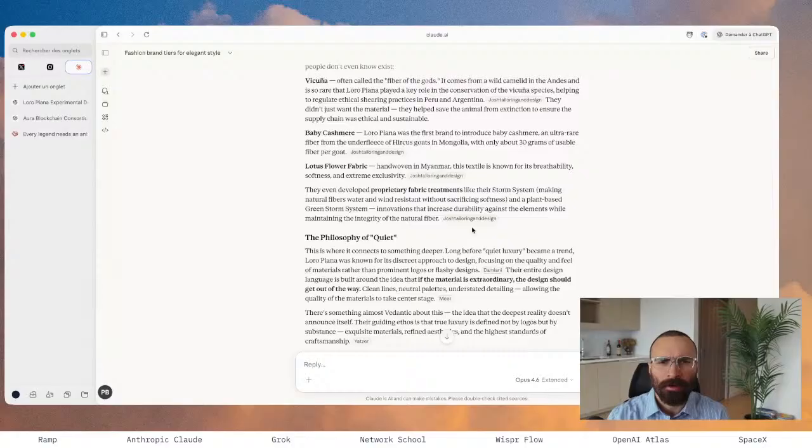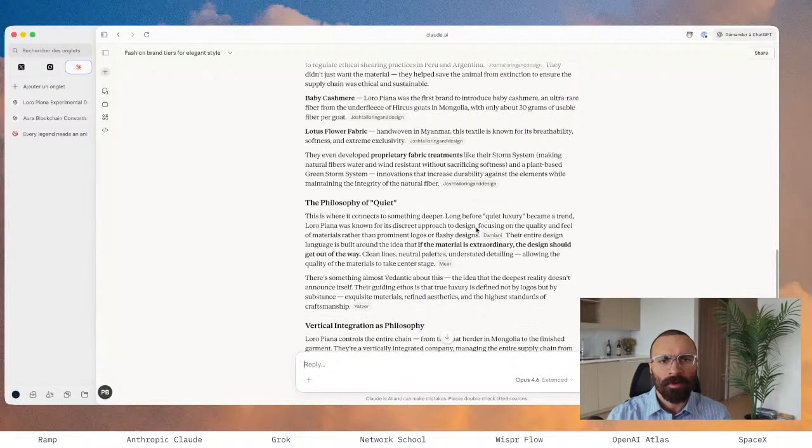Baby cashmere, ultra rare fiber from the under fleece of Hircus goats in Mongolia, with only about 30 grams of usable fiber per goat. Lotus flower fabric, handwoven in Myanmar. This textile is known for its breathability, softness, and extreme exclusivity.